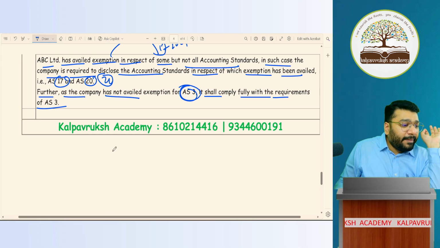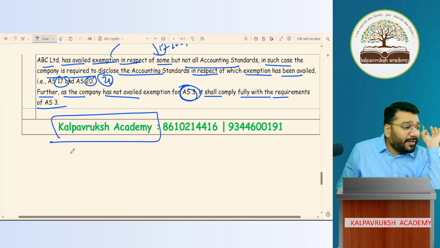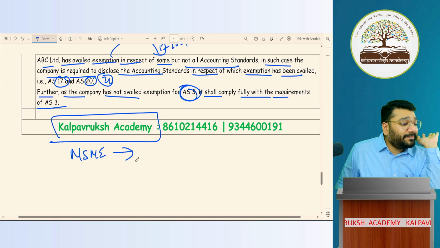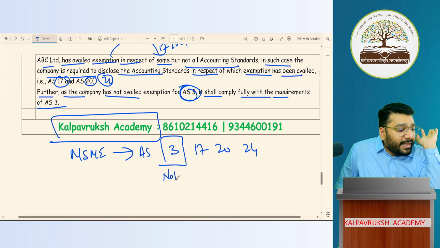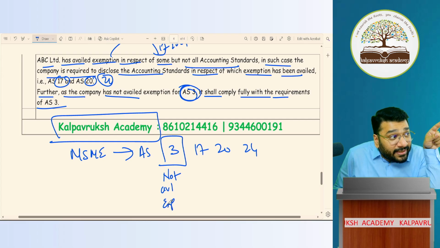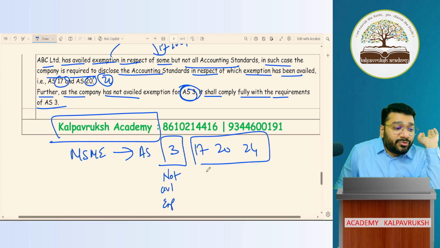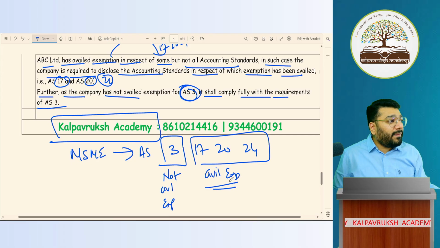So I'm repeating one more time. Kalpavriksh Academy, MSME, full exemption for AS 3, 17, 20, 24. For AS 3, I am not availing exemption, so I have to follow AS 3. Yes. I am availing exemption for 17, 20, 24. Okay.